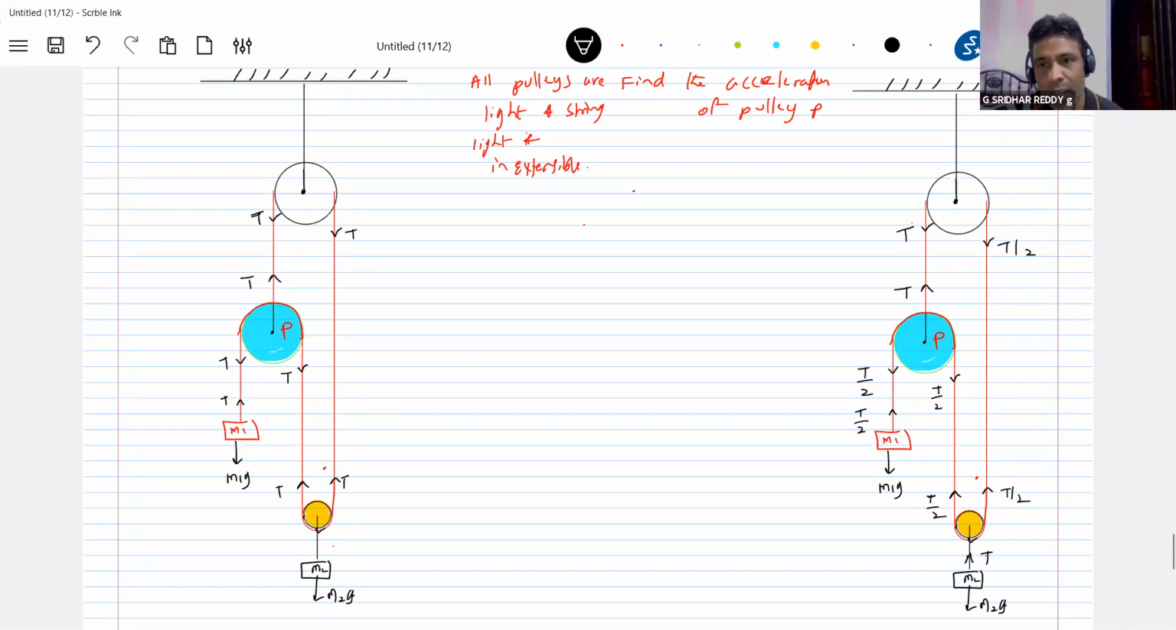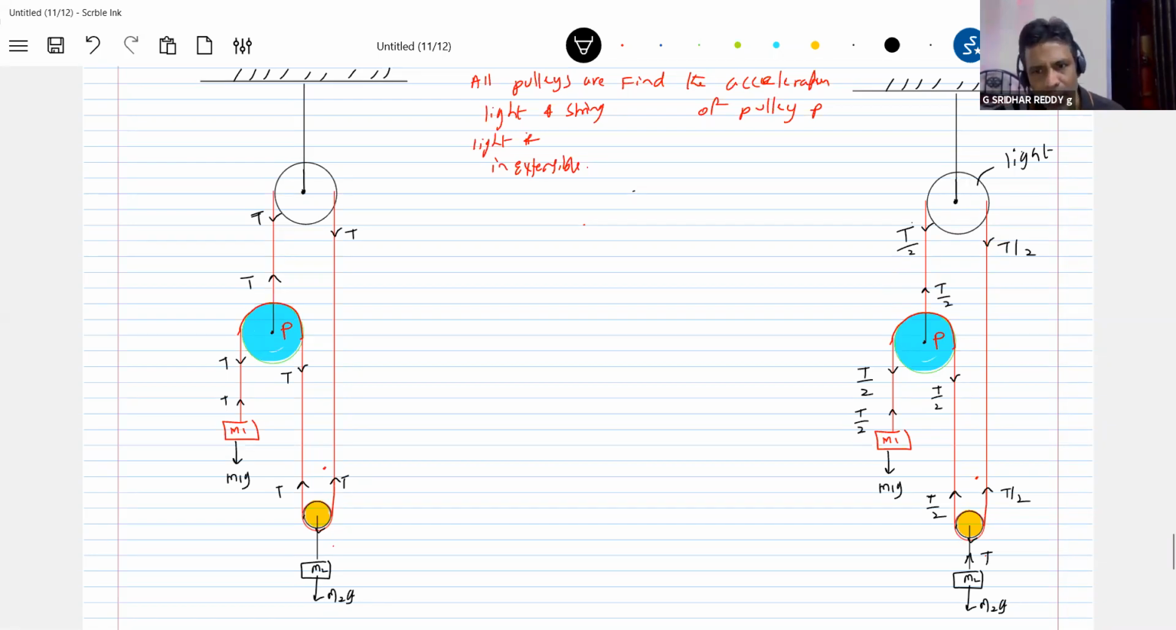Come to here. We know the tension on either side of a pulley should be the same because the pulley is light, or massless. Then the tension on either side of the pulley should be the same, but it is becoming T and T by 2. It should be T, T or T by 2, T by 2, but such a thing is not happening here. So what I should do is adjust for this, as this is suspended, no? So here I'll bring it like this. This should be the distribution.